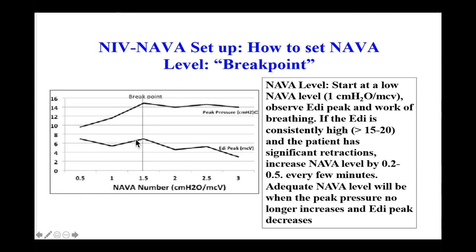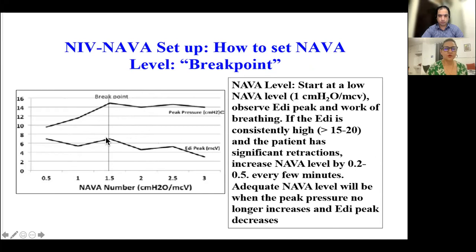And when you are increasing this NAVA level, what is happening? The EDI peak has increased. So you keep increasing the NAVA until the EDI peak is no longer increasing, it comes back down, and your pressure is no longer increasing. That is the break point where you will keep the NAVA. So when the peak pressure no longer increases and the EDI peak starts decreasing, this is the break point where you will keep the NAVA level.